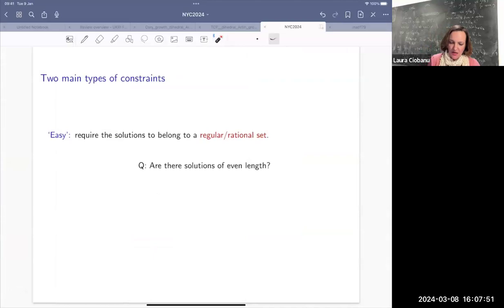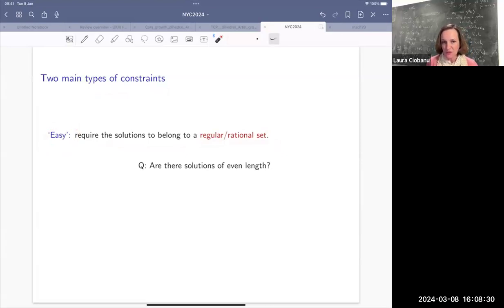And now this is not a very precise classification, but I'll say that there are two main types of constraints, at least for today. Some that are, let's say, easier, not necessarily easy. And that's when I ask the solutions to some equation to belong to a regular or rational set. And regular, for those of you who know, and I'm afraid I'm not going to say very much about it, it's those recognized by finite deterministic automata, so in the language theoretic sense.